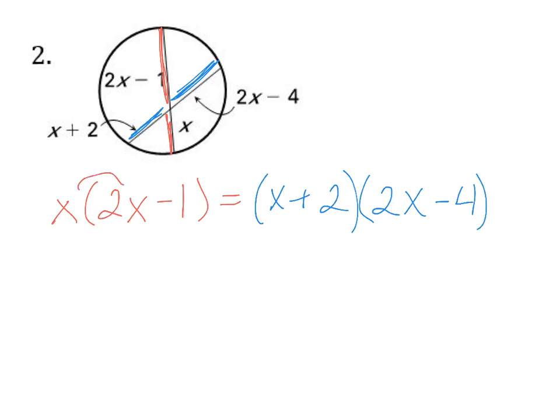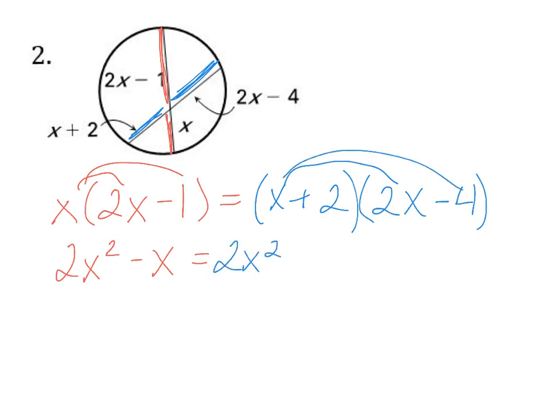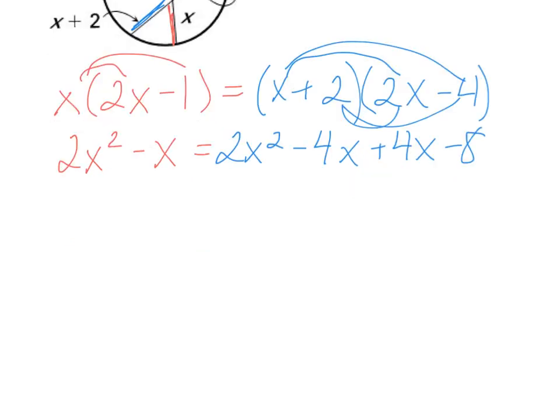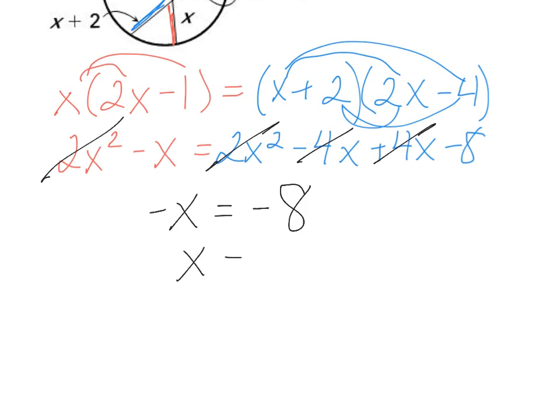Now on the left-hand side, all I have to do is distribute my x to both terms. So I'm going to end up with 2x squared minus x. On the right-hand side, remember that you're going to have to FOIL these terms. So I have 2x squared minus 4x plus 4x minus 8. Now, as I work through this equation, I notice I have 2x squared on each side, so those cancel out. Negative 4x, positive 4x, those cancel out. So I'm essentially just left with negative x equals negative 8. So obviously x equals 8.